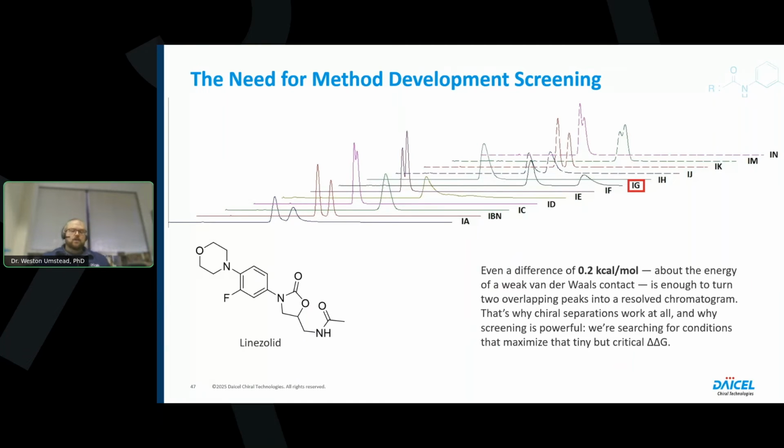And I will be honest with you, if optimized correctly, your screening can be done in a few hours, as opposed to a few days or even weeks to try to do the computational modeling to answer the question of which column you should be using.